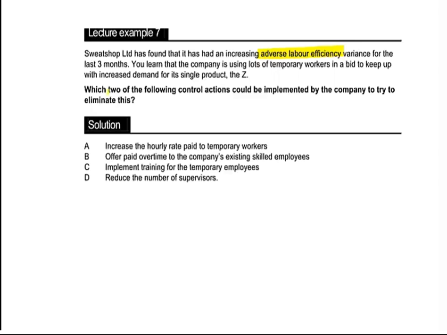What we need to do is decide which two of the following would eliminate this adverse variance or help to eliminate it. So paying more to temporary workers is unlikely to solve the problem. However, if we are going to offer overtime to our company's existing skilled employees, that might sort out the problem. It might cost more, but it would reduce the time taken potentially because they already know how to make the products. Training as well for the temporary workers would also reduce the time that it would take them to make the products, whereas reducing the number of supervisors would have the adverse effect. So B and C are the answers here.